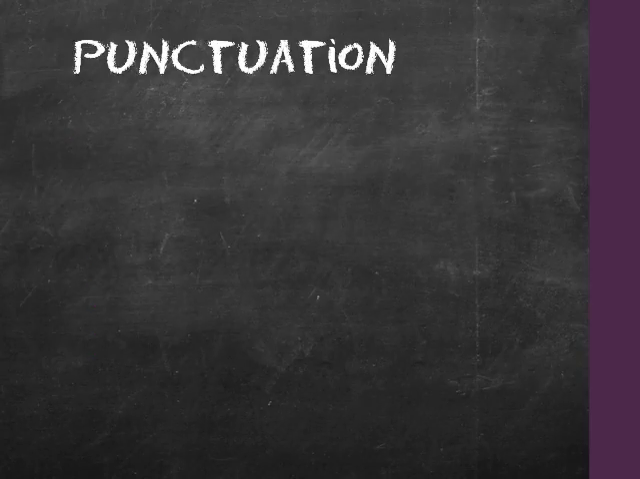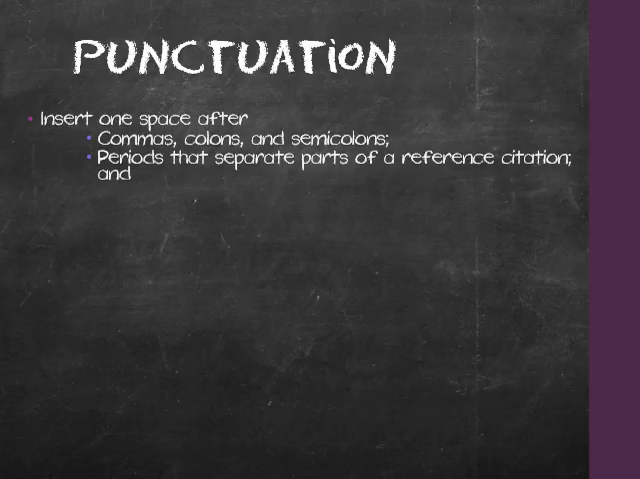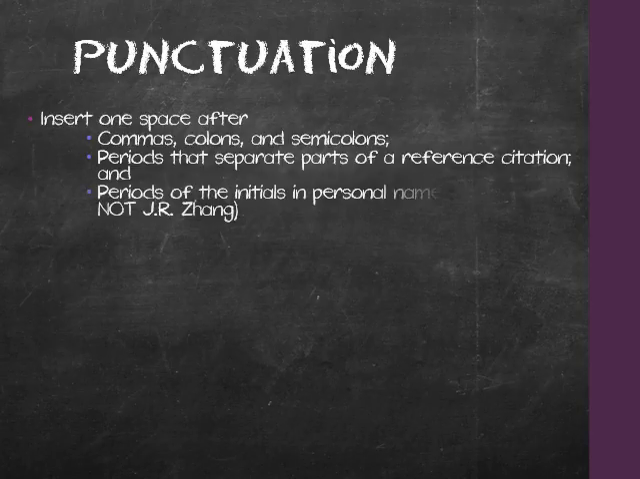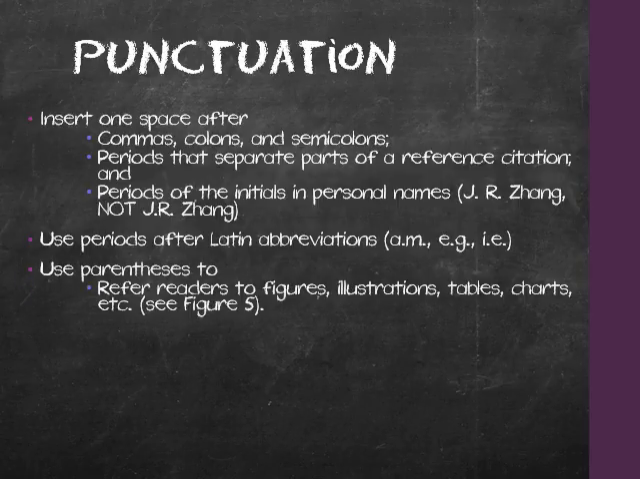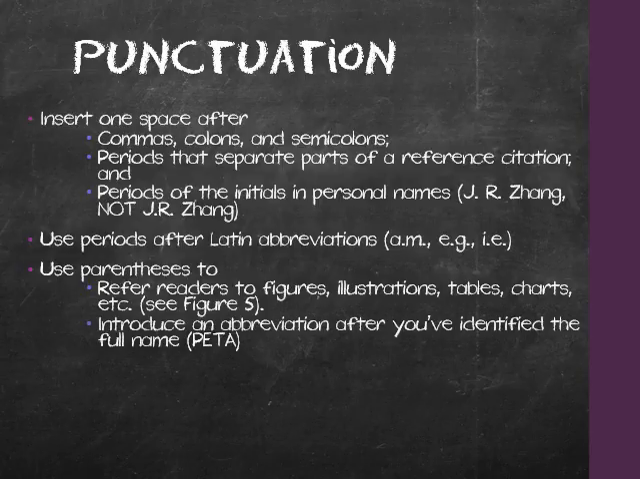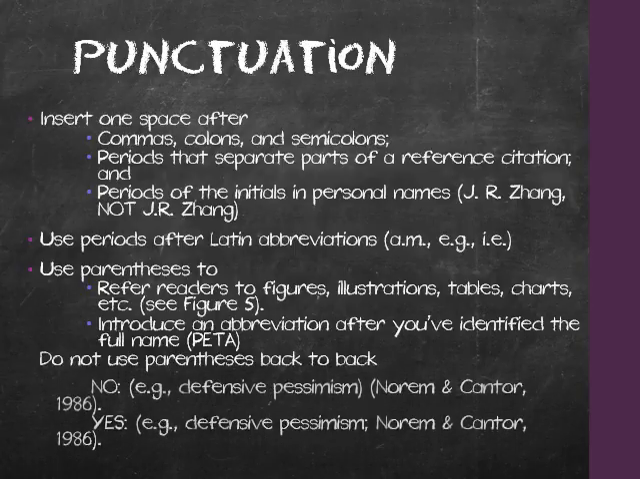Let's start with punctuation. APA requires that you insert one space after commas, colons, and semicolons, after periods that separate parts of a reference citation, and after periods of the initials in personal names. APA also requires periods after Latin abbreviations, so id est becomes i.e. Use parentheses to refer readers to figures, illustrations, tables, and charts. You should also use parentheses to introduce an abbreviation after you've identified the full name. Do not use parentheses back to back.